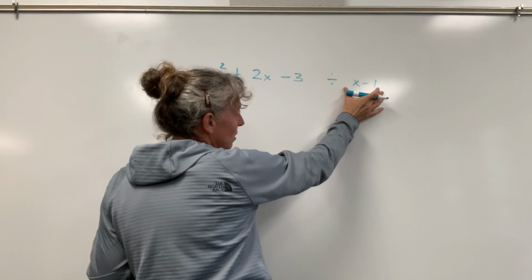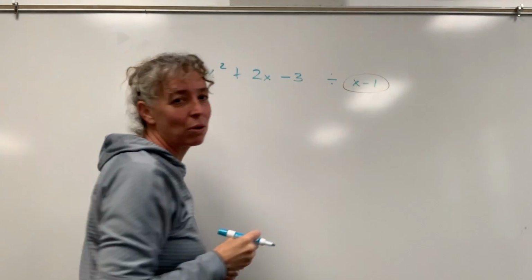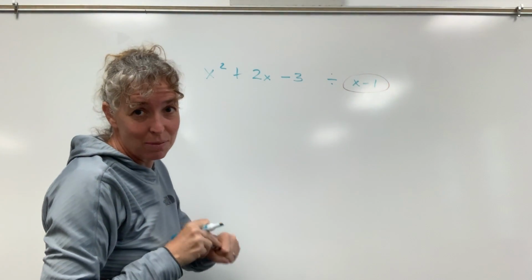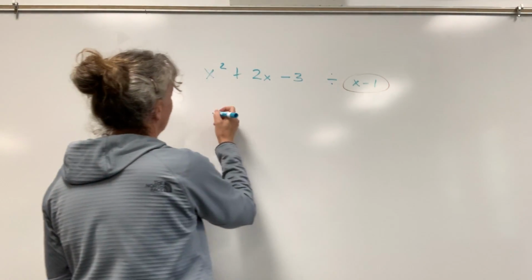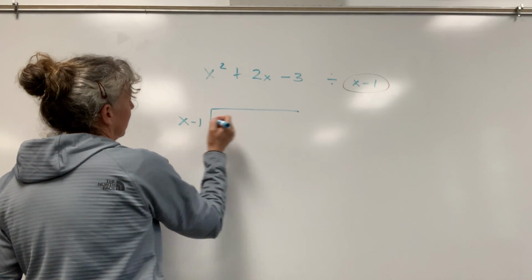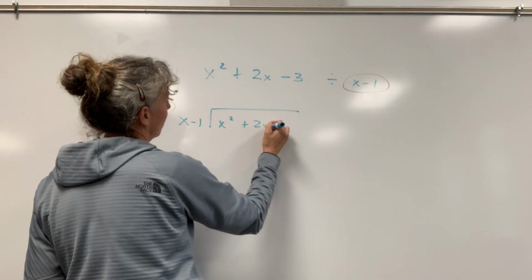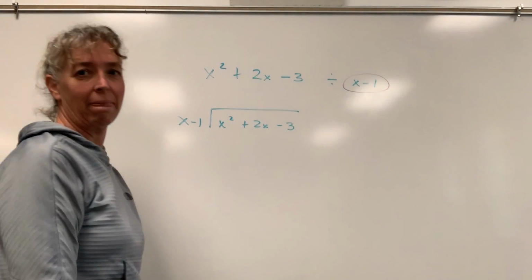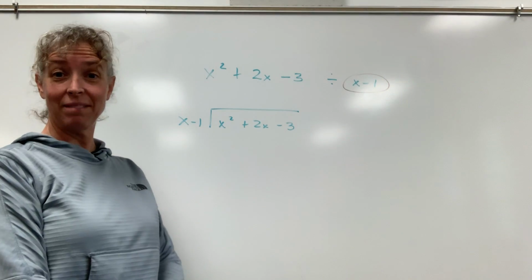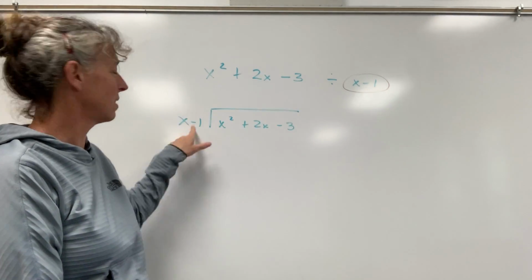Okay, so the reason we have to do long division is because this has more than one term. When it has more than one term, we have to do long division. Don't be scared, I'll help you. That goes on the outside. The polynomial that came first goes on the inside. See, so far not bad, right? So this divided by this.